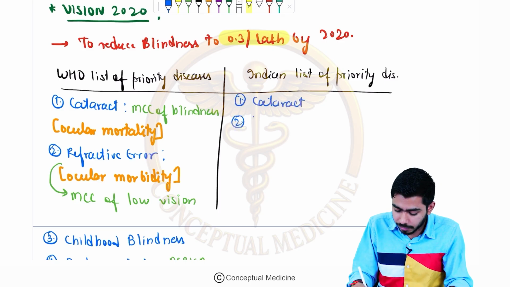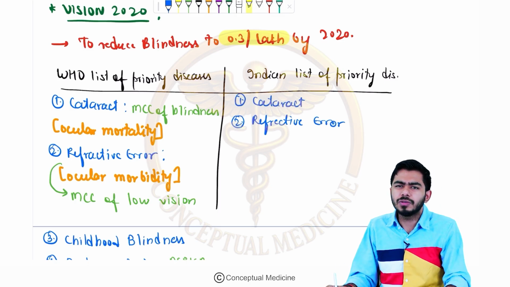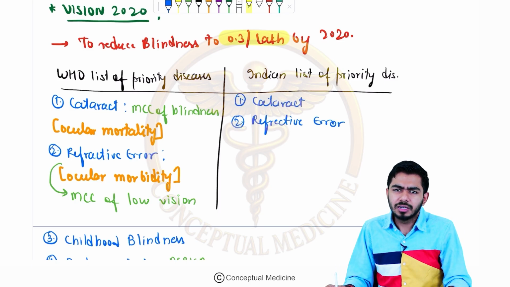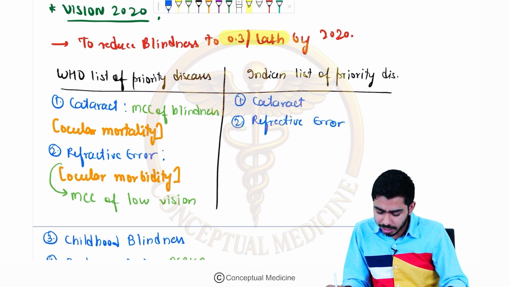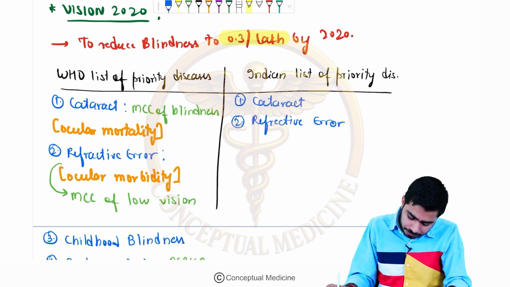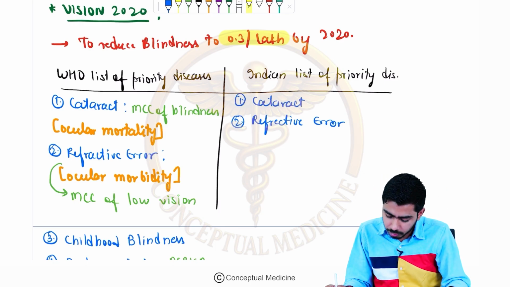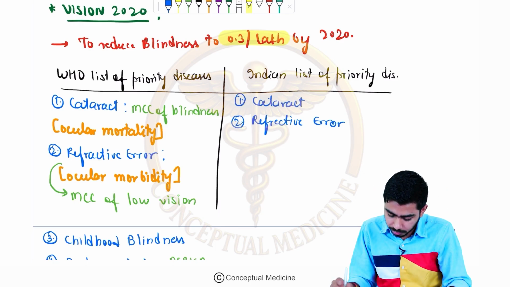Then we have talked about refractive error. That is the concern for India as well. Refractive error is a priority because it is the most common cause of ocular morbidity. As far as the most common cause of blindness, that is cataract. Refractive error is the most common cause of low vision over there, right?